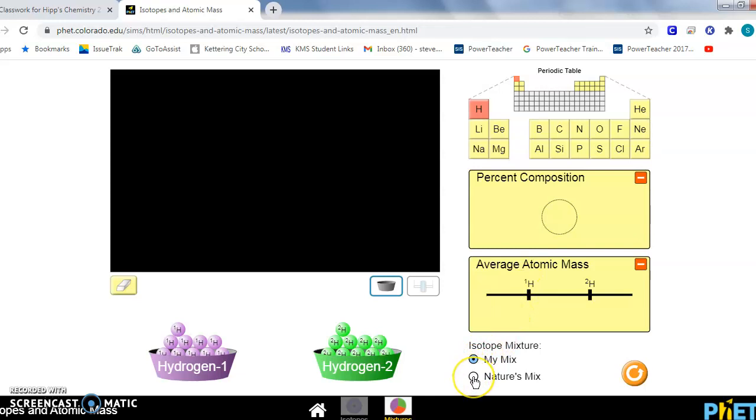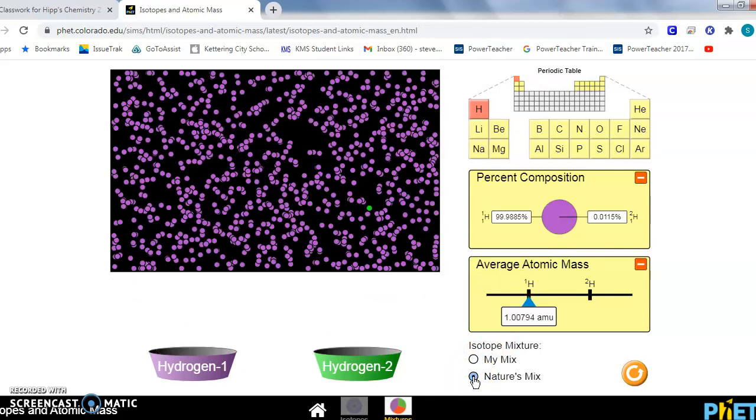So you will have an opportunity to see what the actual percent compositions are in nature for hydrogen 1. It would be 99.9885%. Hydrogen 2 is 0.0115% abundant. We can see that. There's the one represented by green. There's the one green hydrogen 2. The rest of these are hydrogen 1. And you can get a feel for what they mean when they say 0.0115% abundant. Then they show you what the actual atomic mass is.